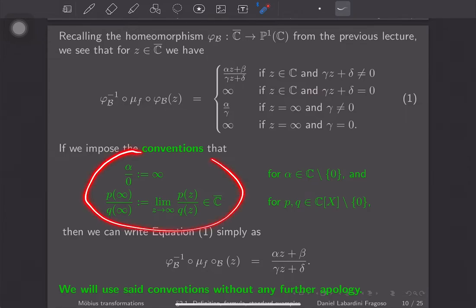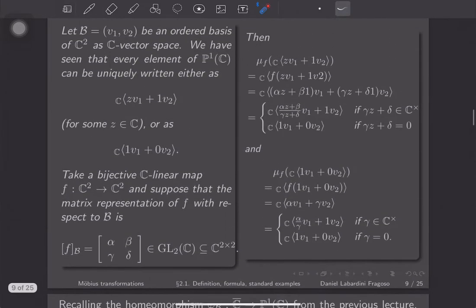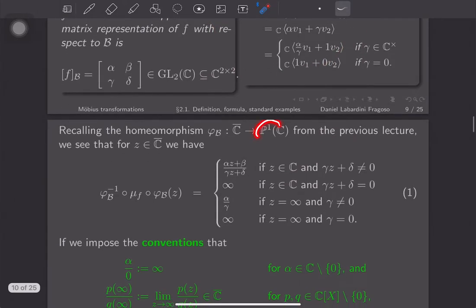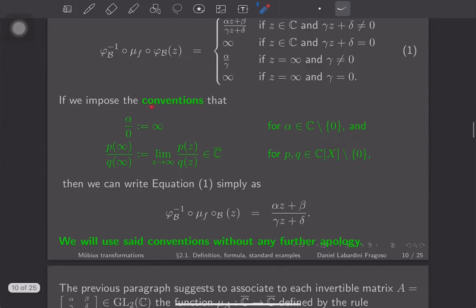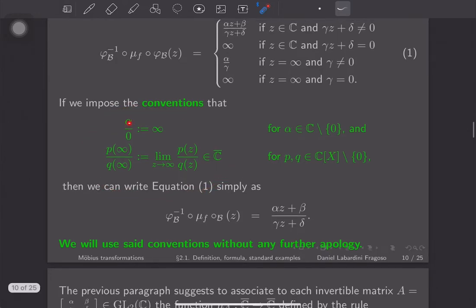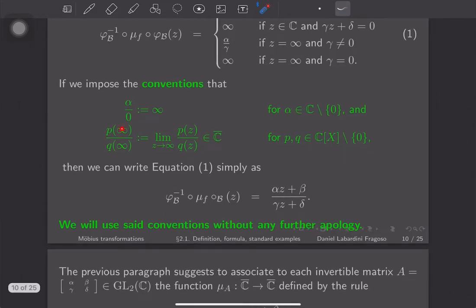So we just adopt these conventions, and if we adopt them, the result of pulling back our computations from P1C to C bar gives us simply this formula. This is the famous formula of Möbius. I will simply use these conventions. I'm not going to divide infinity by zero, or infinity by infinity, or zero by zero. I'm just going to divide a non-zero complex number by zero. That I'm going to do, and that's it. And whenever I want to evaluate something at infinity, I'm going to go with what the limit dictates.